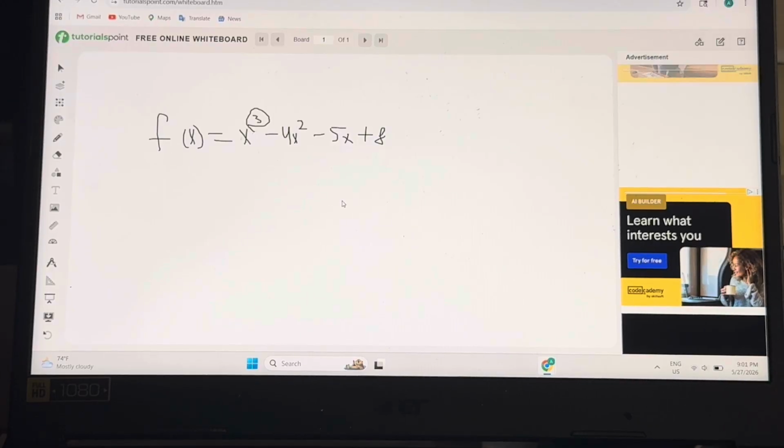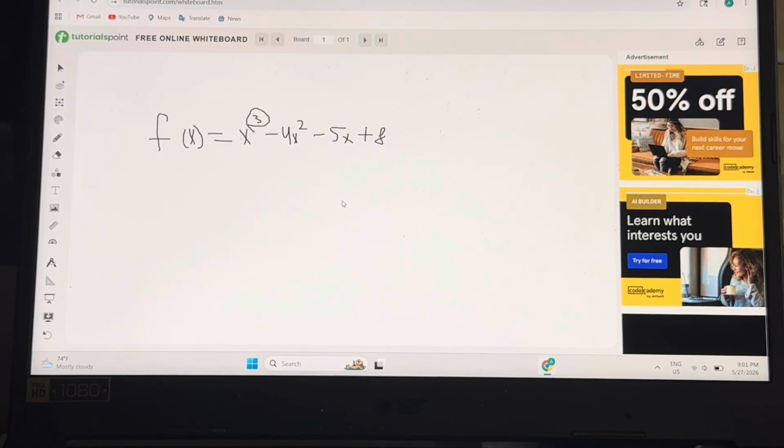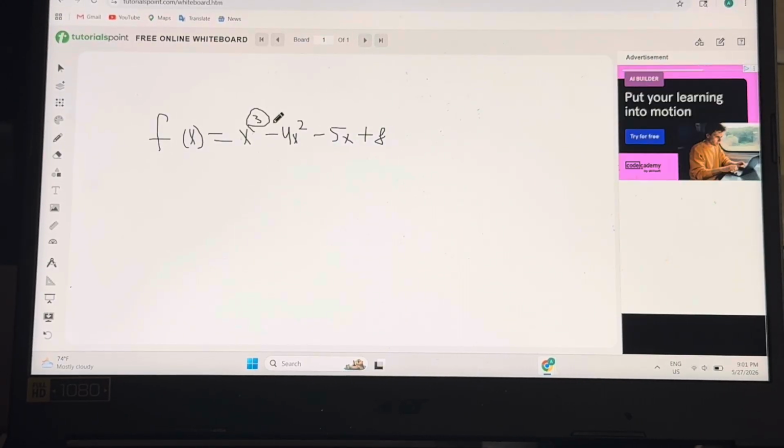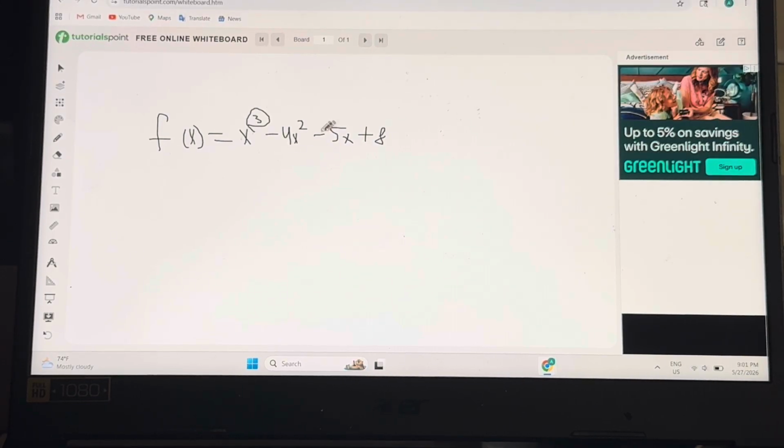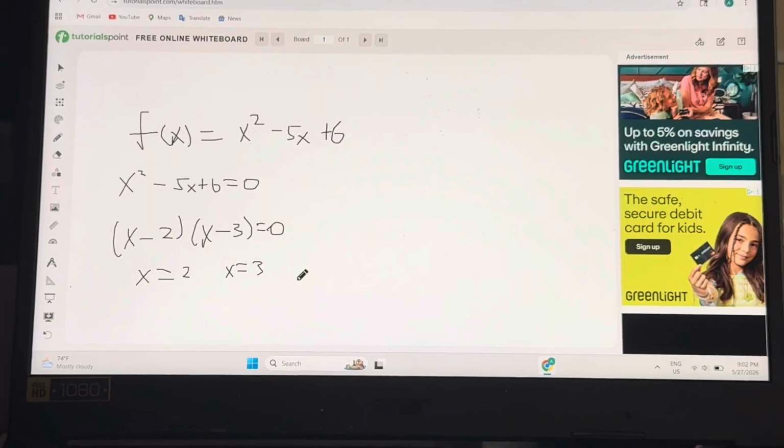The highest exponent in the polynomial is called the degree. As you see, like I circled, the degree of this polynomial is 3, and the polynomial is called a cubic function.